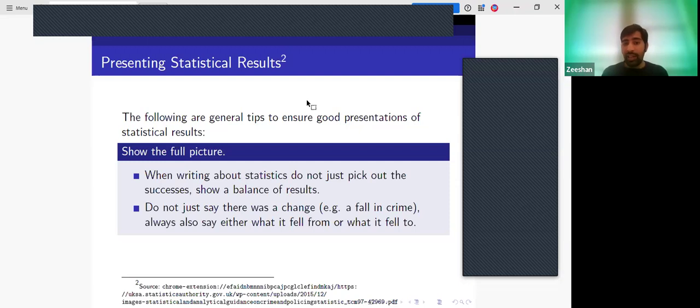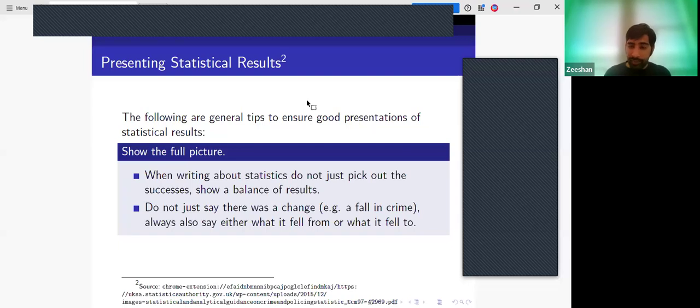Do not just say, for example, that there was a change, for example, a fall in price. Always also say either what it fell from or what it fell to, right?